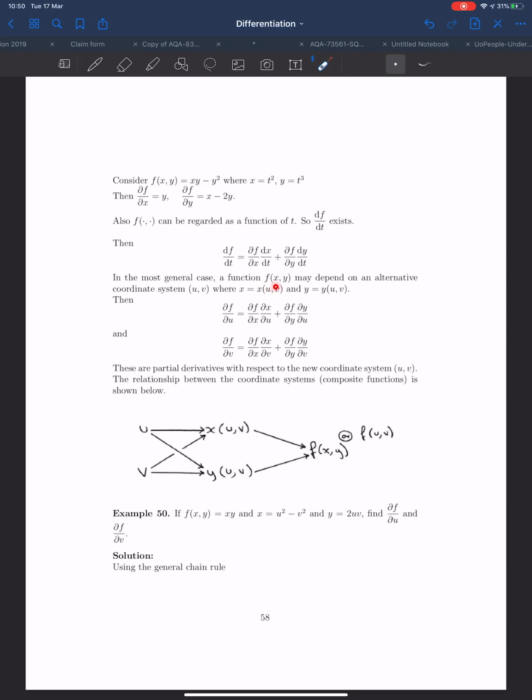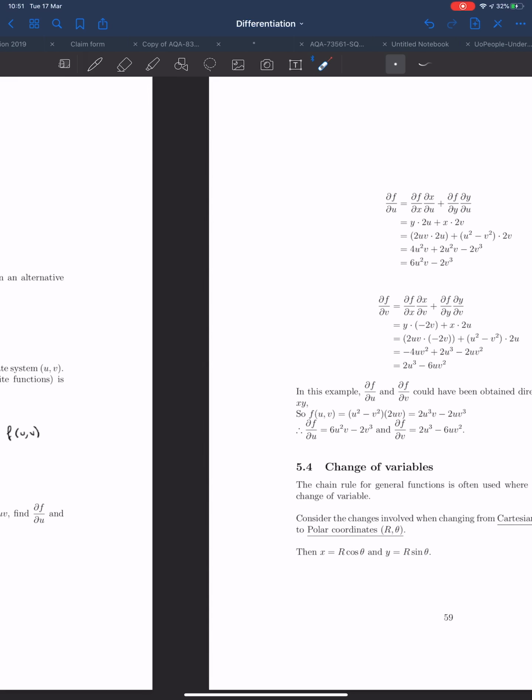So in the most general case, the function f(x, y) may depend on an alternative coordinate system where x is a function of u, v and y is a function of u, v. So then we've got df/du equals df/dx dx/du plus df/dy dy/du. So this is the chain rule. df/dv is df/dx dx/dv, think about it, they cancel, plus df/dy dy/dv. If you've got the v there, but f is written in terms of x and y, you can do df/dx dx/dv, etc. It'll become easy with an example. Hopefully.